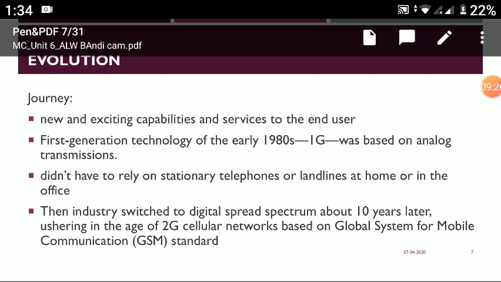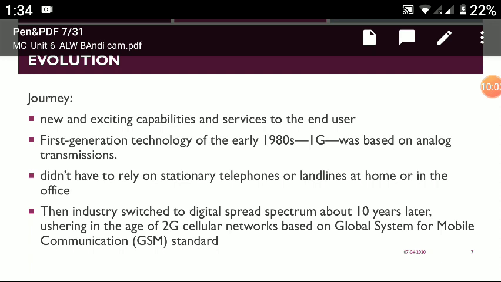Actually, if you want to go through the journey of the evolution of mobile communication technologies, there are new and exciting capabilities and services for the end user. The first generation technologies of the early 1980s, when the first generation of mobile communication was based on analog transmission. If you are utilizing analog transmission, analog modulation technology in mobile communication, then what problems do we need to face? You already went through analog communication in the second year.